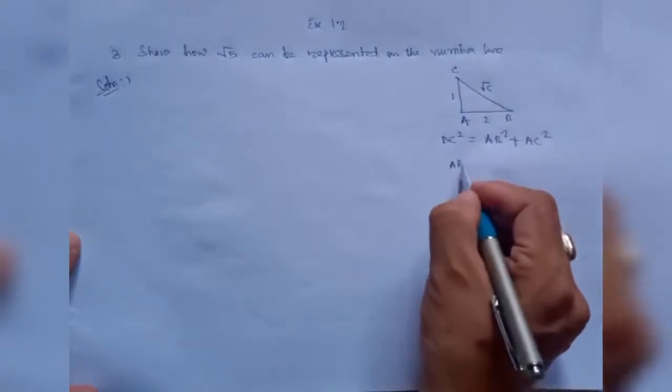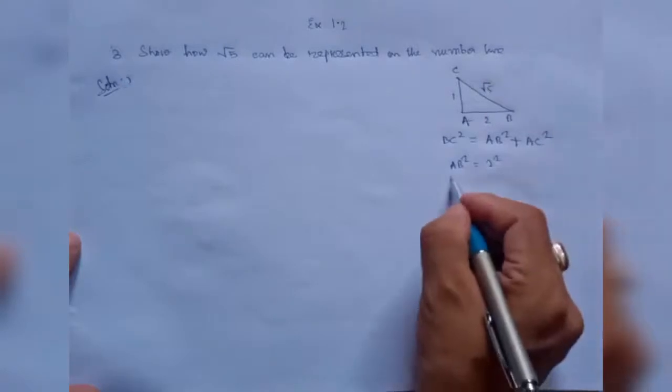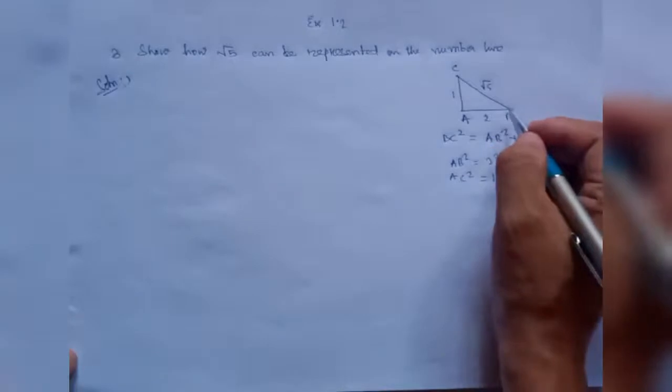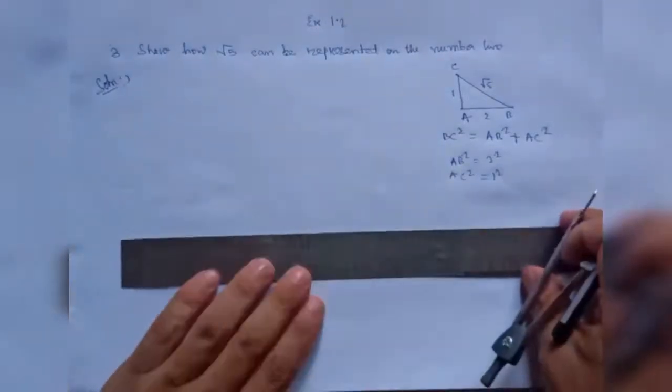So from this we can get AB square equal to 2 square and AC square equal to 1 square. So our Pythagoras theorem satisfies this condition, which makes the hypotenuse BC as root 5. So now let us draw a number line. First of all, let us draw a number line.